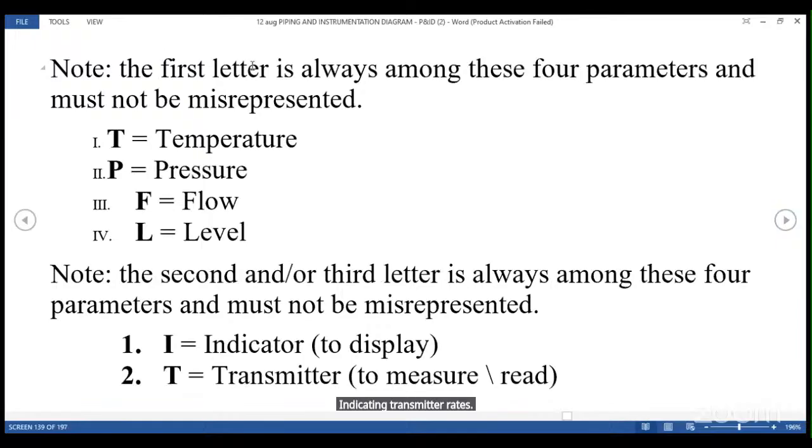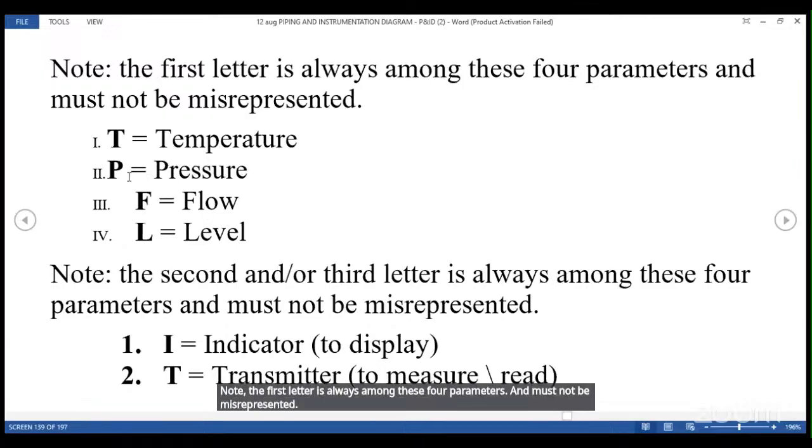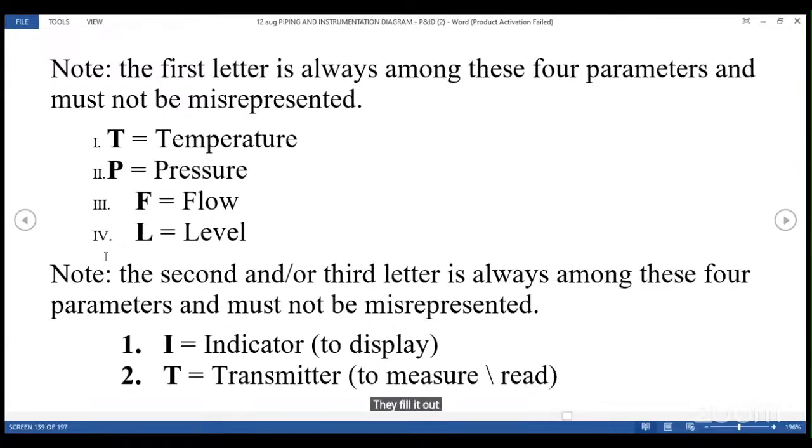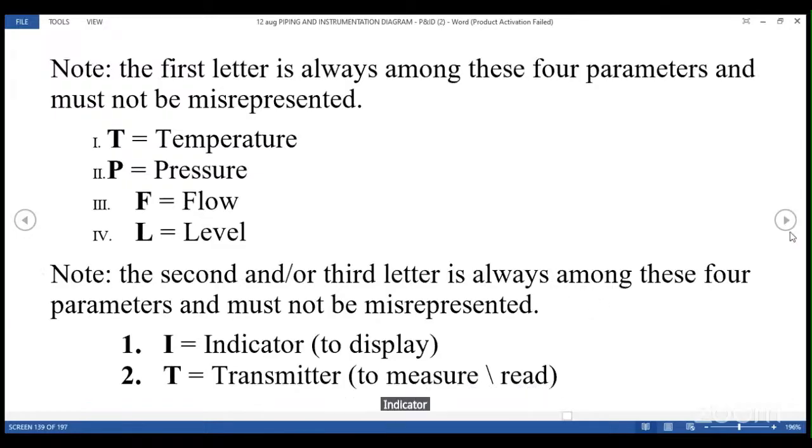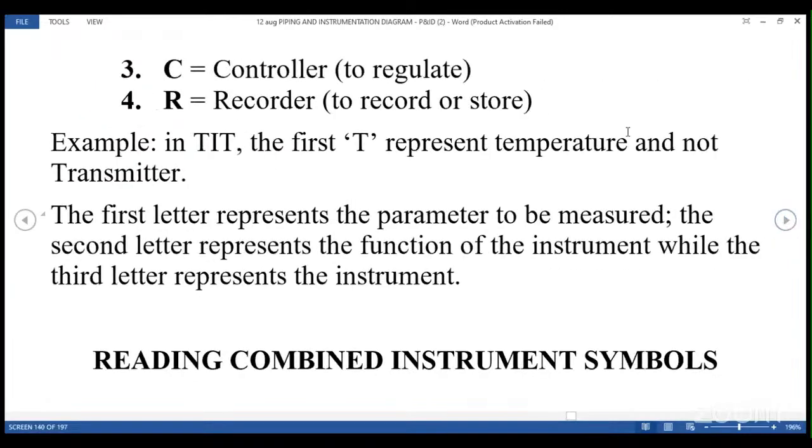Note the first letter is always among these four parameters and must not be misrepresented. Note the second and the third letter is always among these four functions and must not also be misrepresented: indicator, transmitter, controller, and recorder. All right.